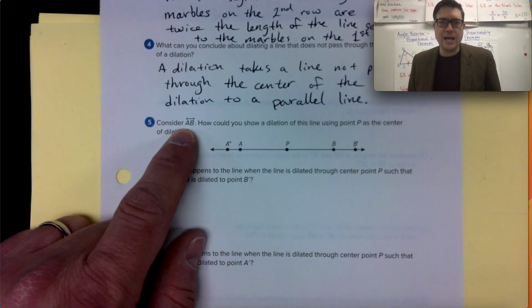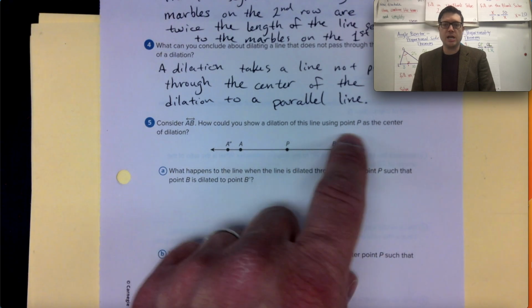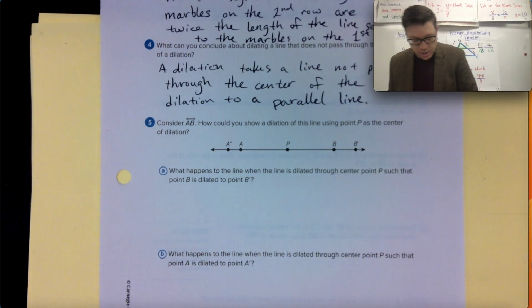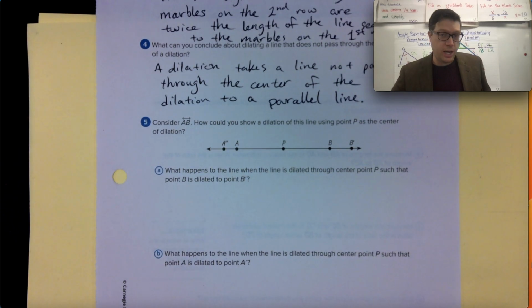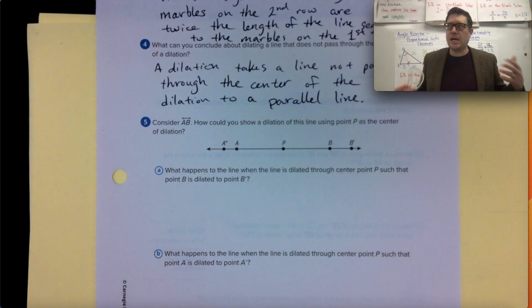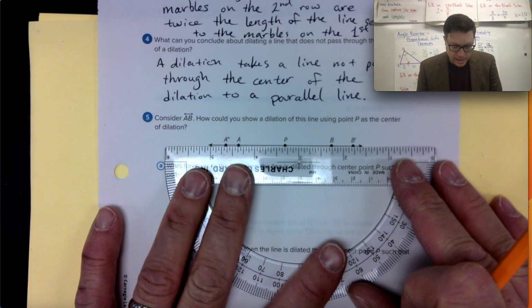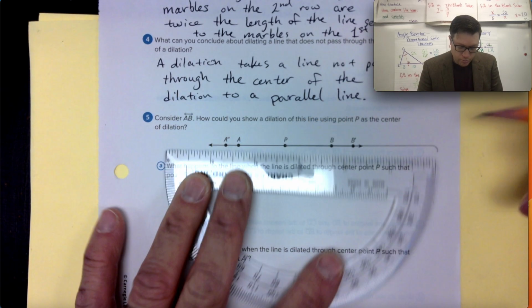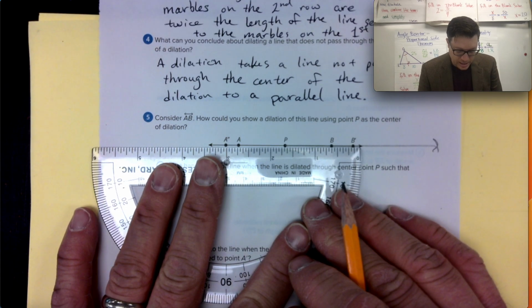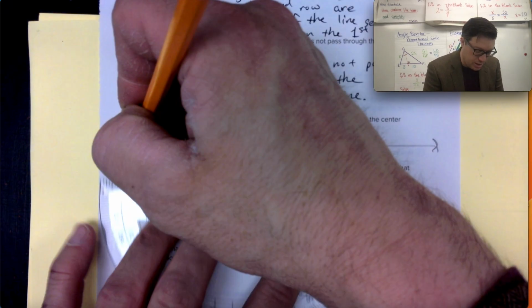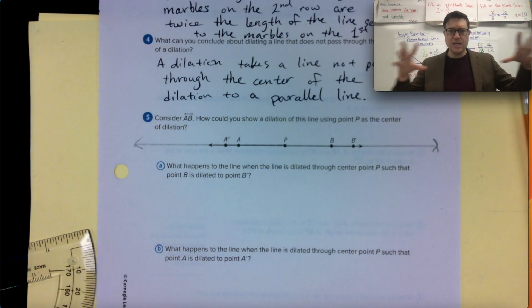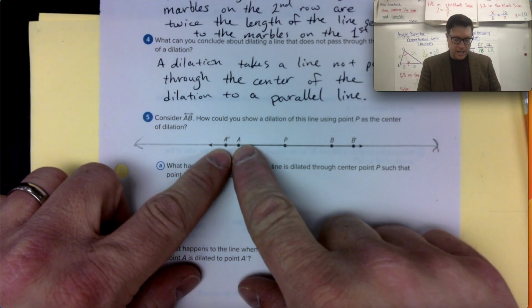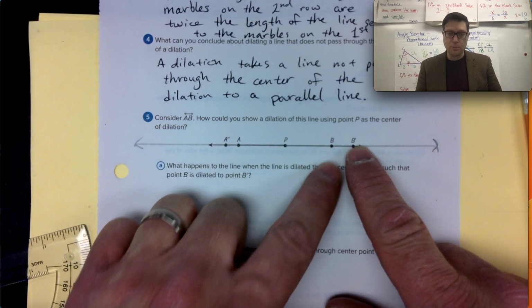Consider the line AB. How could you show a dilation of this line using point P as the center of dilation? Well, here's the deal. If we're going to talk about a dilation, then we should draw the ray that is used. Dilations have rays like a sun expanding from them. So we're going to dilate P, this ray in that direction. We're going to dilate P in the other direction. And the reason why I don't tilt it through any other point is because that line is already guiding us from A to A double prime and from B to B prime.